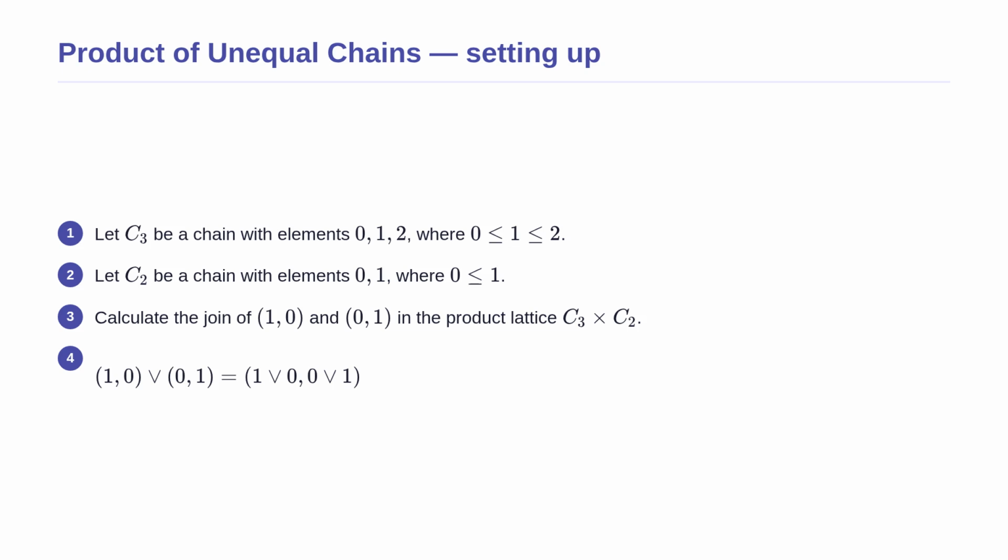We use the exact same component-wise strategy. We pair the first components 1 and 0, which we will evaluate using the rules of the 3-element chain. We pair the second components 0 and 1, which we will evaluate using the 2-element chain.